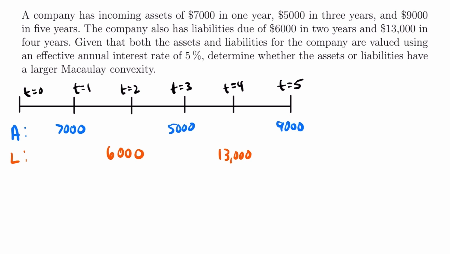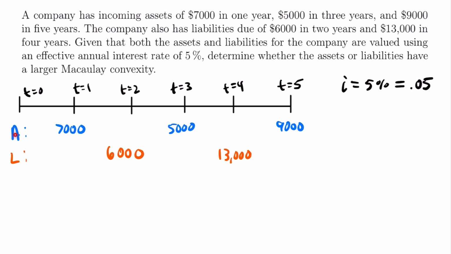All right, and then one more thing that we want to make a note of here is that both the assets and liabilities are valued using an effective annual interest rate of 5%. So that means that i is equal to 5%, which in decimal form is 0.05. Okay, so now that we have identified our interest rate and we have drawn out a timeline that shows all of the assets and liabilities, let's work on calculating the Macaulay convexity for each of these sets of cash flows.